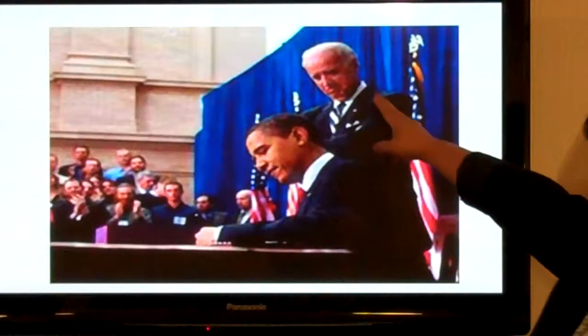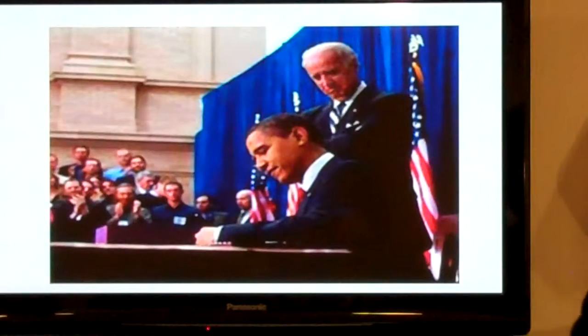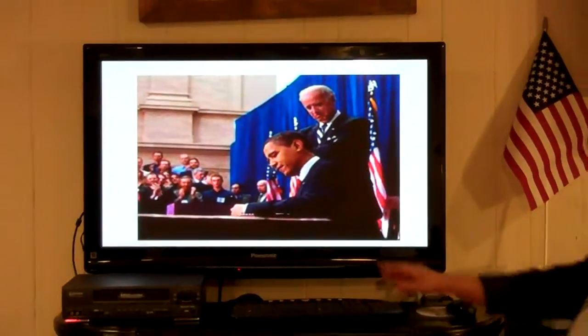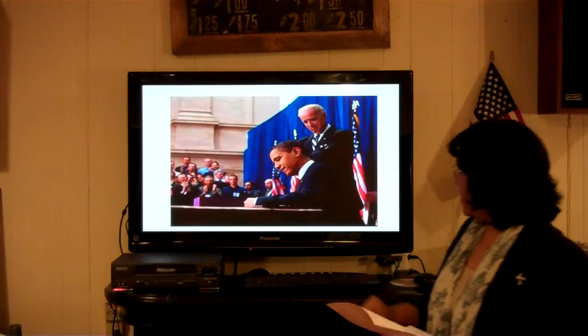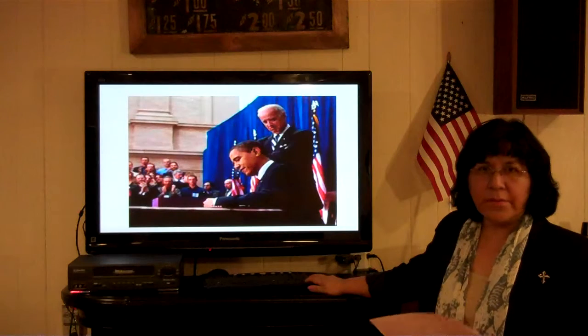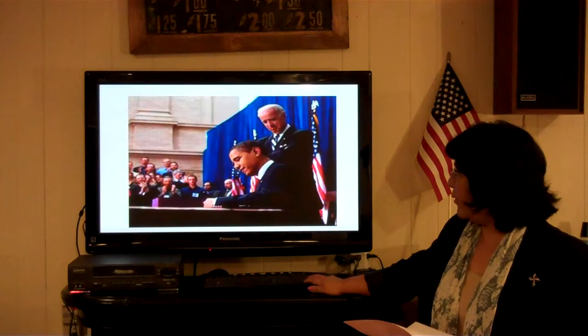And next to him, make sure that he is signing in the right place. He is our Vice President, Biden. And then we do have people who have gathered together to see if he's signing a good law or something that they have agreed on.